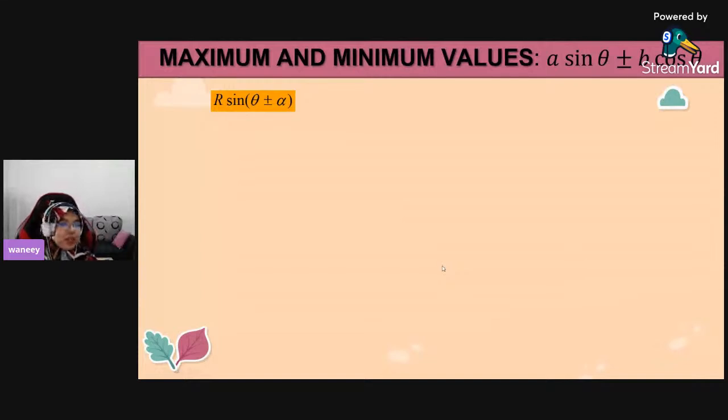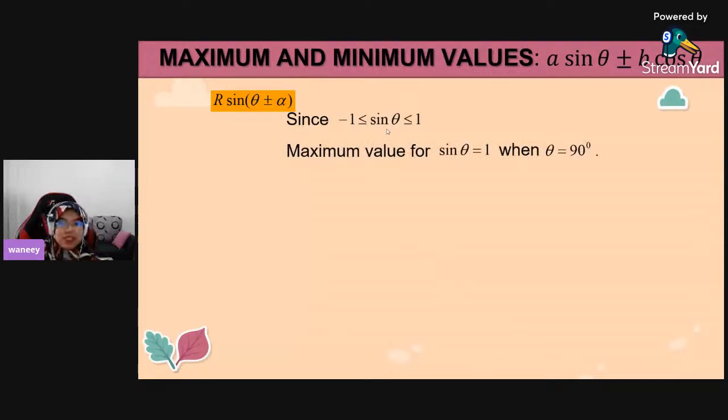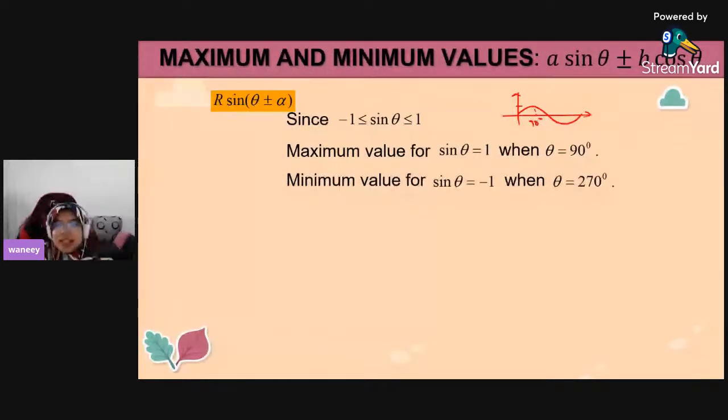If you are using a sine theta plus or minus alpha, then since sine theta is between -1 and 1, the maximum value is when sine theta is equal to 1. If you sketch your graph for the sine, sine of theta is equal to 1 when theta is 90 degrees. The minimum value is when sine theta equals -1, and that is when theta is 270.